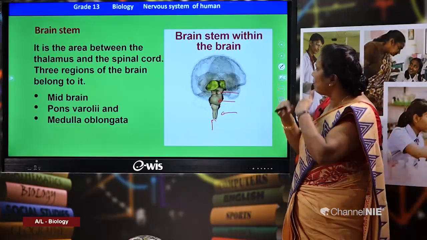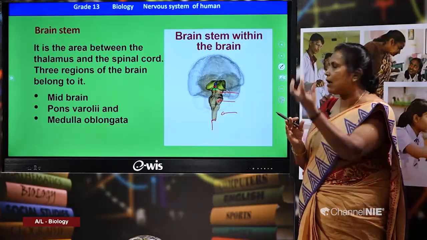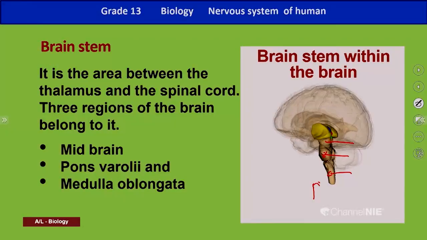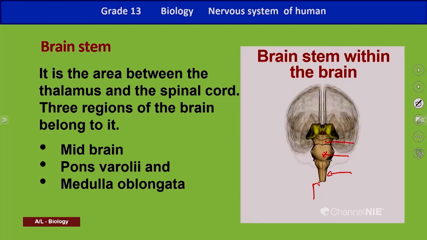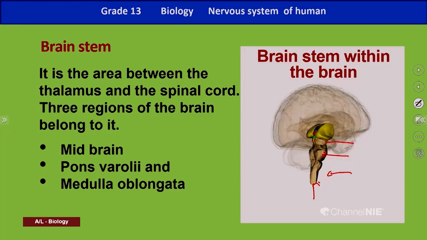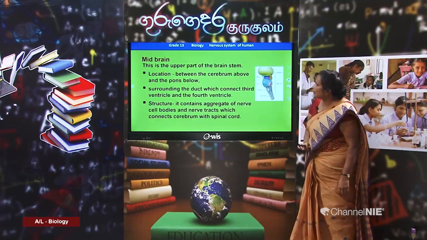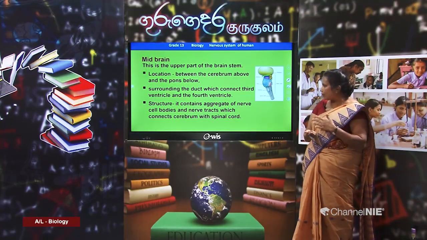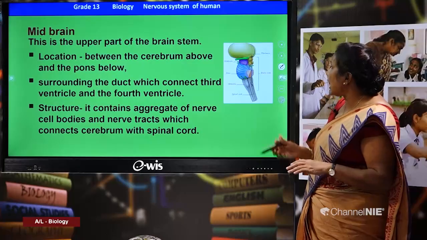So, all the top regions are situated on this particular structure, understood, right. As you have seen in the slide, the area between the thalamus and the spinal cord, 3 regions of the brain belong to it: midbrain, pons varolii and the medulla oblongata, right. Then I am going to explain the midbrain, that is one part of the brainstem, the upper part.